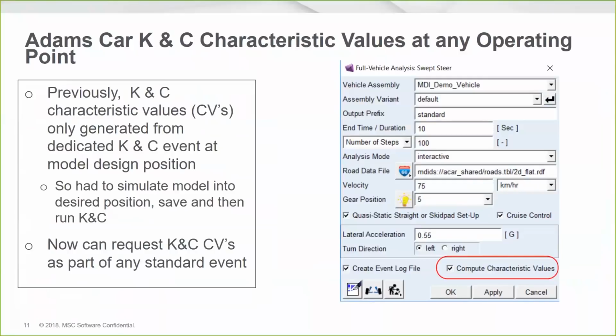Another new feature in Adams Car is the ability to generate K&C characteristic values at any operating point. Previously, these K&C characteristic values were only generated from the dedicated K&C event that operates at the model design position. So if you wanted these CVs at a different state of the vehicle, say a different position of the vehicle, you'd have to simulate the model into the desired position, save the model there, then run the K&C event. Now we can simply hit a tick box on most of the events and request K&C CVs be exported as that event moves along.